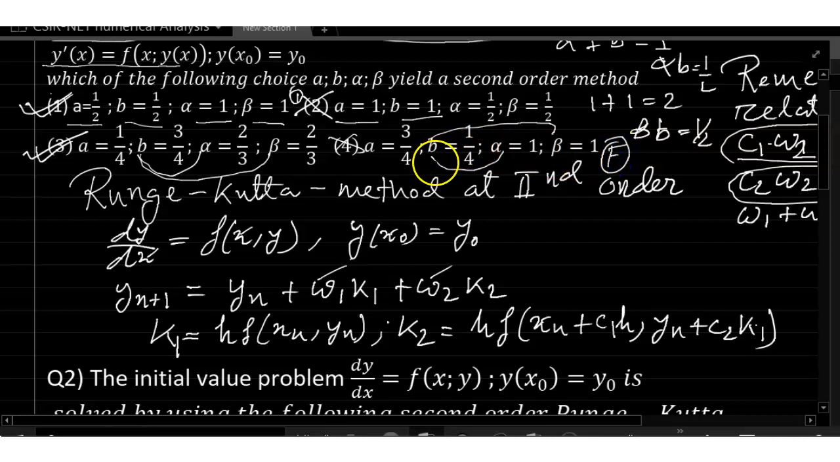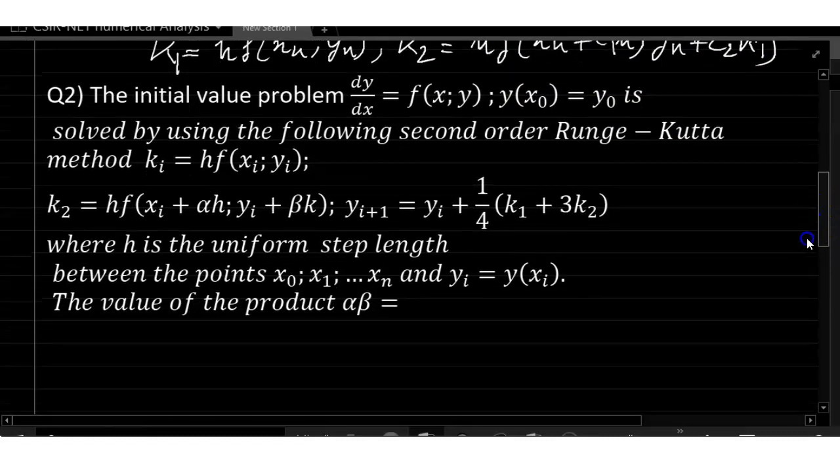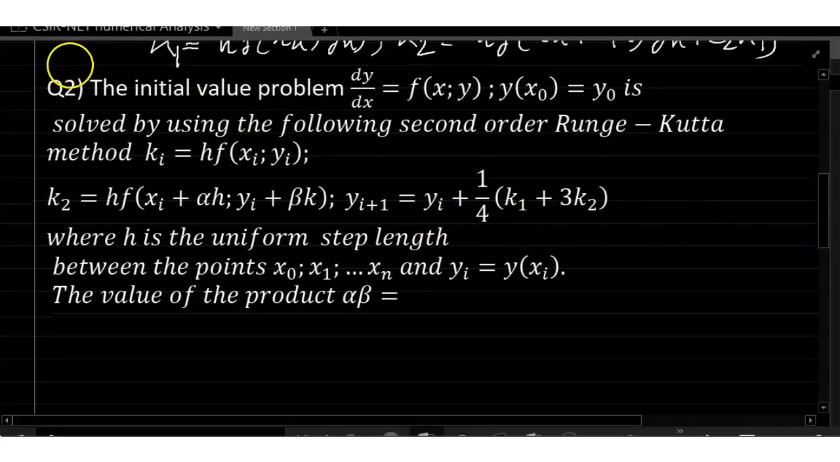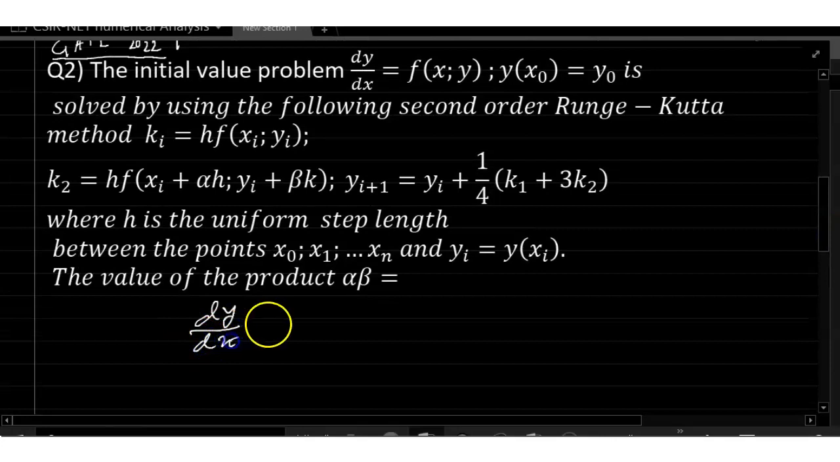I hope this clears the whole concept. So my priority is c1 w2 and c2 w2 equal to half. This is the Runge-Kutta second order. Now this problem is coming from GATE 2022. So dy/dx is equal to f(x, y) and y(x0) equals y0.